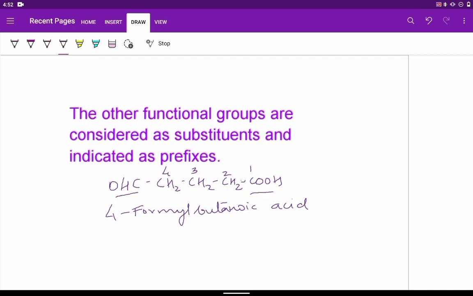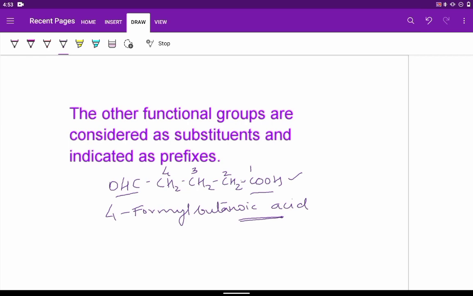But as per the seniority table, COOH comes before CHO, so it has to be given preference. So this will become the suffix. So for COOH, the suffix is oic acid. Now we count the number of carbon atoms, but we will not count the carbon of CHO because it is a substituent. So this will be named as a prefix. CHO, when it is a substituent, its prefix name is formyl. What is the position? Fourth carbon.